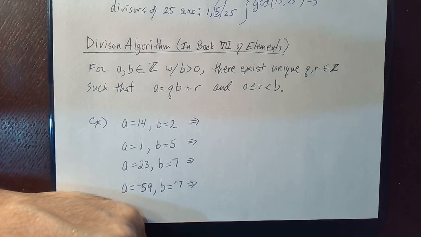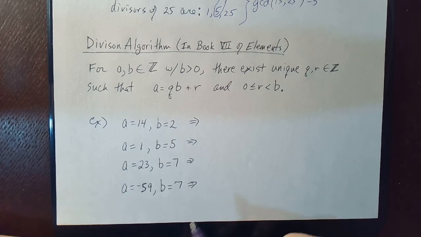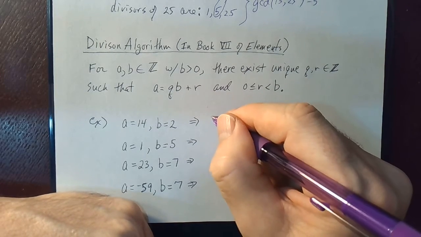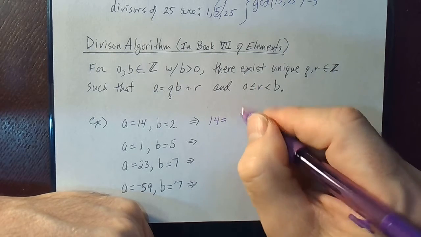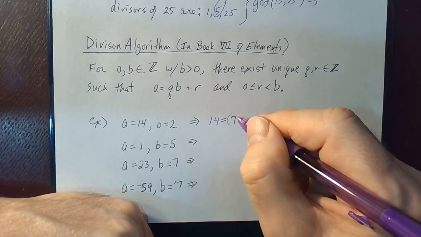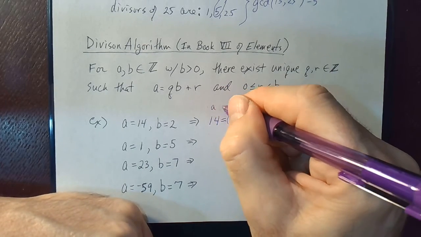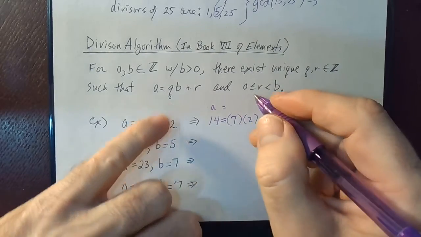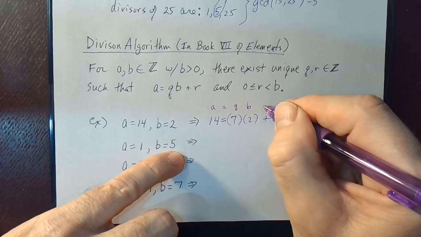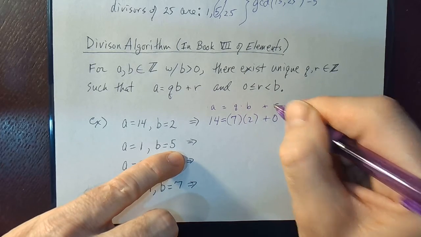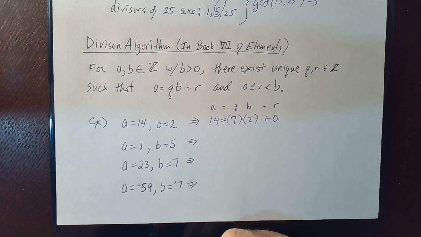So let's use this division algorithm with a few different pairs of numbers. So a, 14, is equal to 7 times 2 plus 0. So what would that be? That's a equals, 7 is our quotient, 2 was our b, plus the remainder r. In this case, there was no remainder. Why is that? Well, it's because 2 goes evenly into 14.